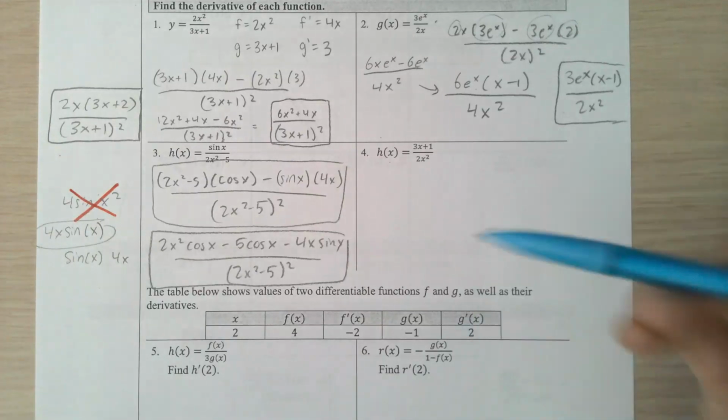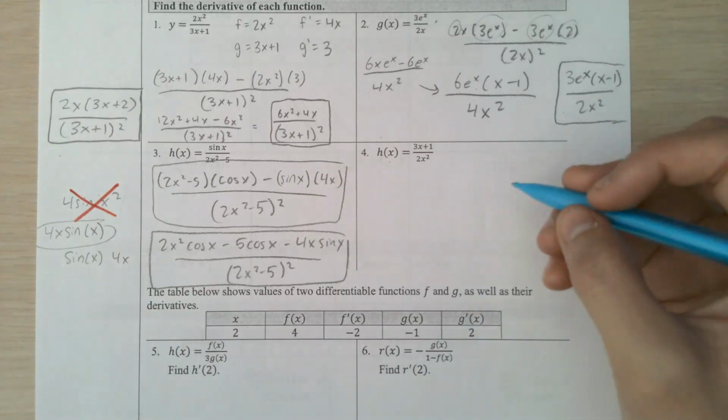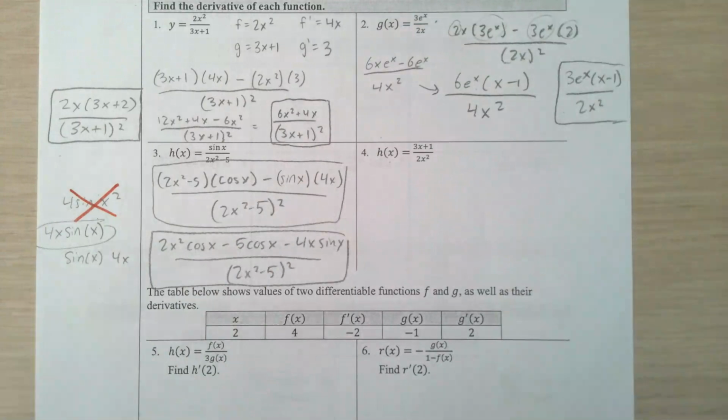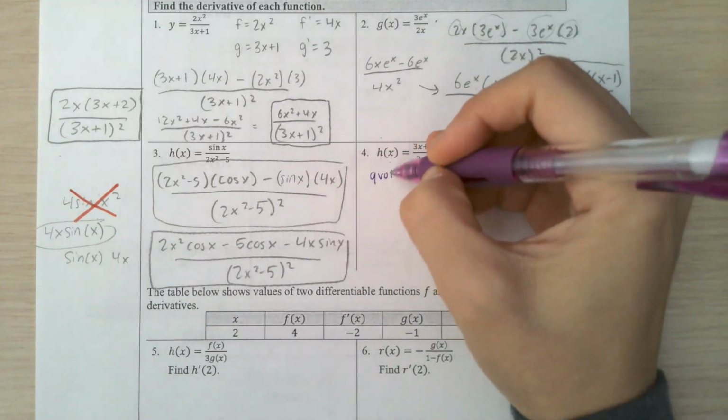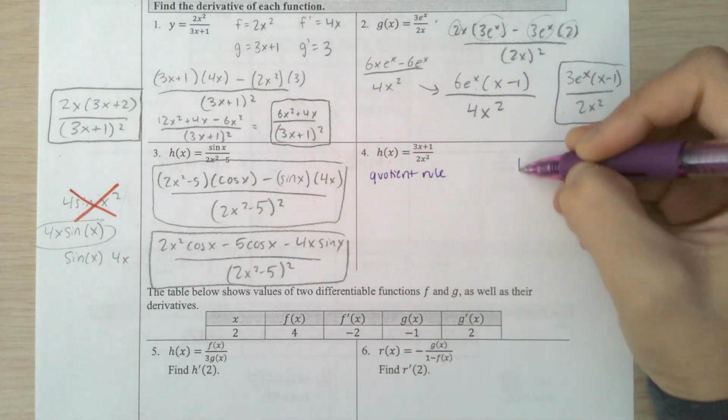Okay, and then the last one, there's two ways to do it. You could do the quotient rule, or you could do the power rule.